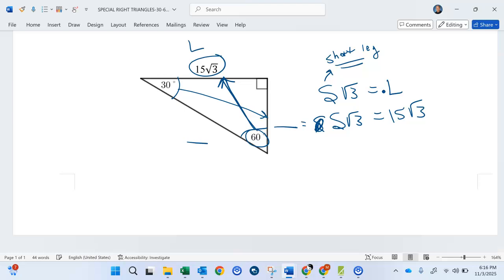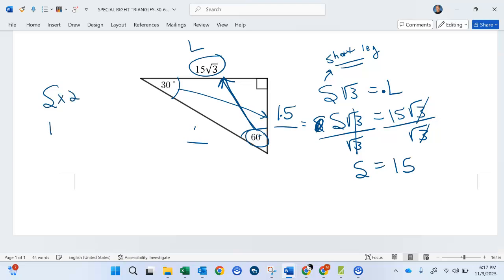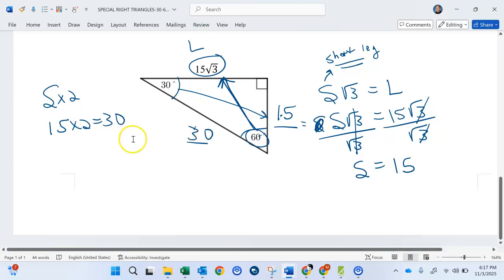So I want to solve for the S, so I've got to divide by root 3, right, to cancel it. Then I get my short leg, right? But I have to divide this by root 3. Remember, the same thing over the same thing, they cancel, right? And then we get 15. So the short leg is 15. So we've got the short leg. Now, to get the hypotenuse, we can take the short leg times 2. So 15 times 2 is equal to 30. Okay? So that's how this assignment works today.